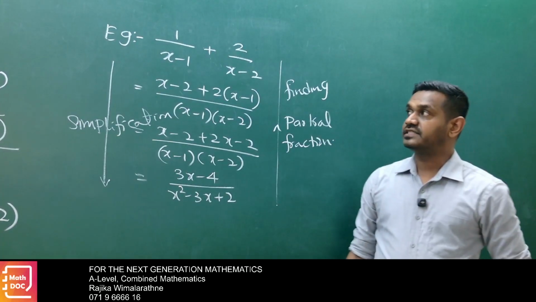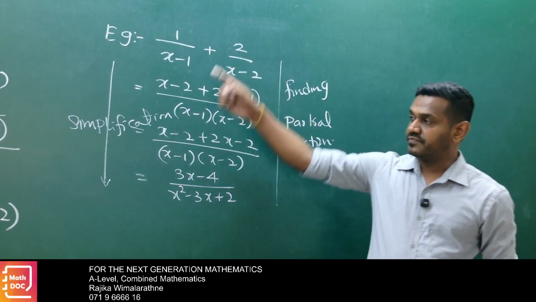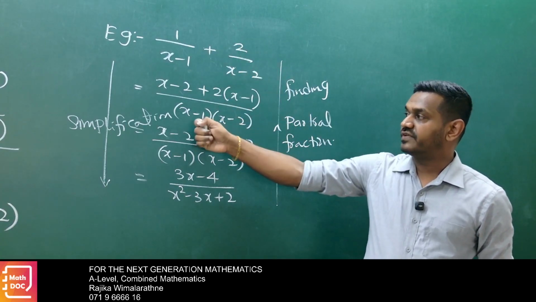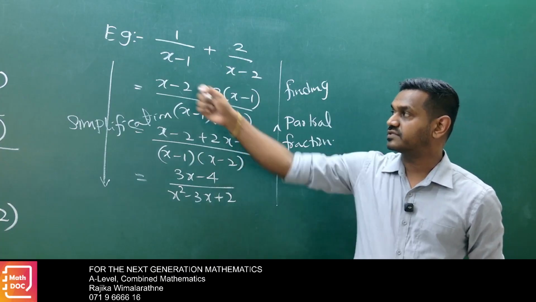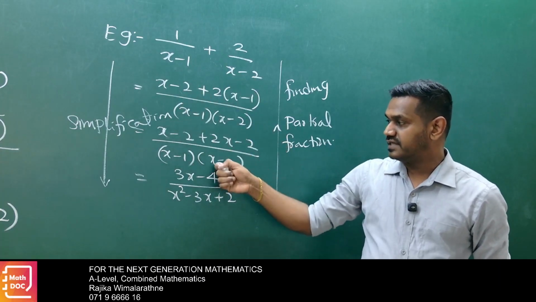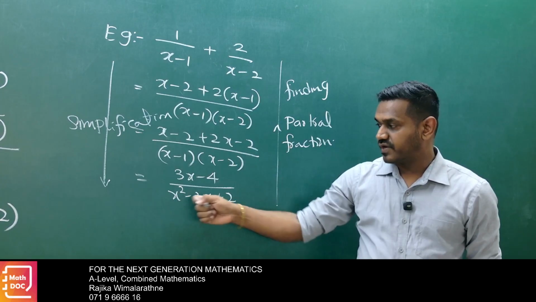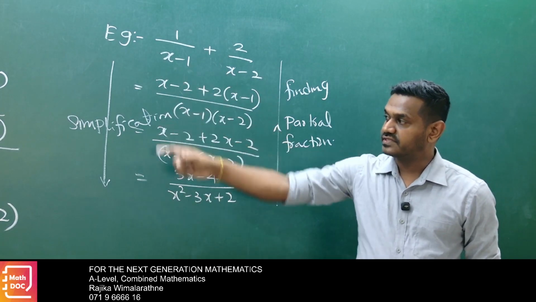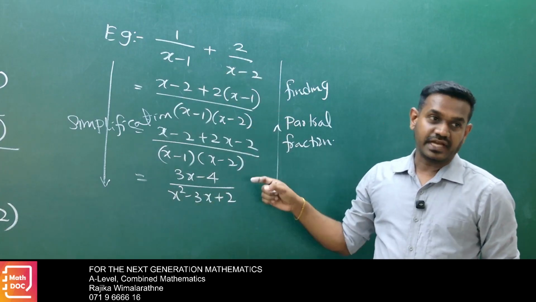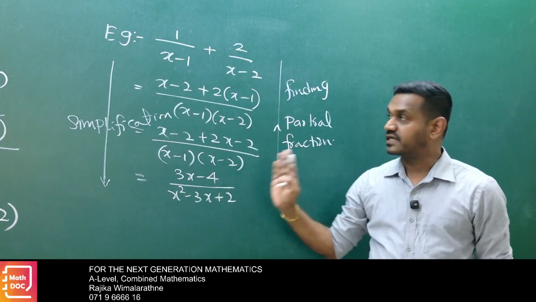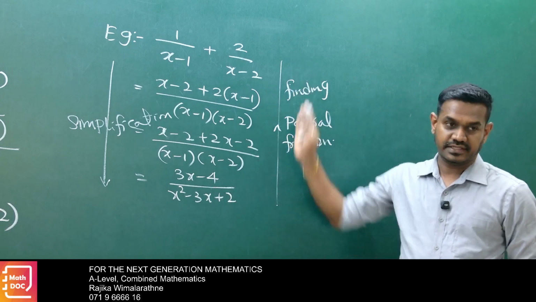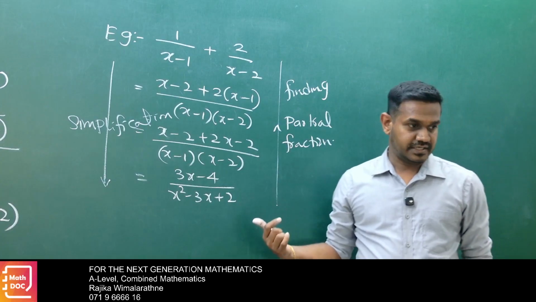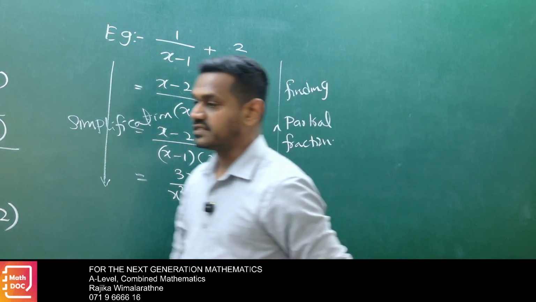Write the subtopic partial fractions and write this example: 1 over x minus 1 plus 2 over x minus 2. Simplification process: get a common denominator, cross multiply, simplify. Then we get 3x minus 4 over x squared minus 3x plus 2. This process we call simplification. The reverse process we call finding partial fractions. We have a few different techniques to do that. Later we will see what they are. Just write.